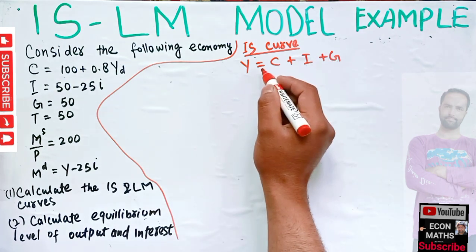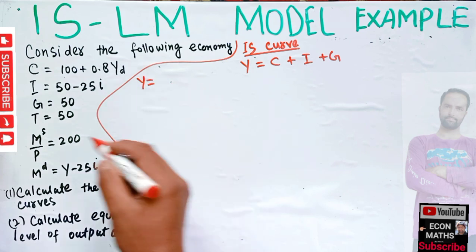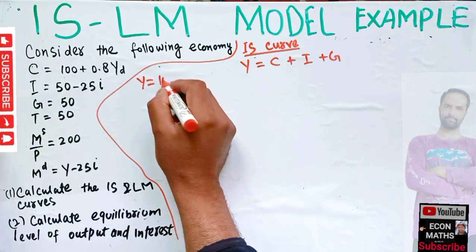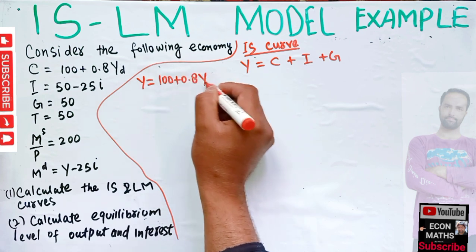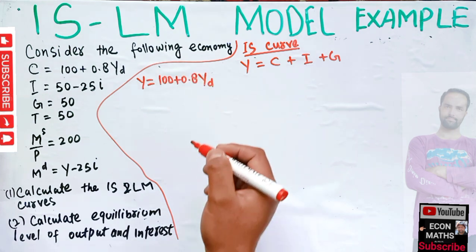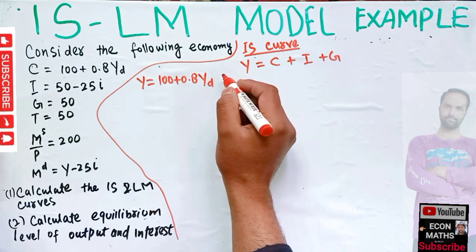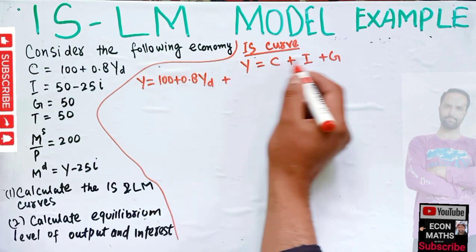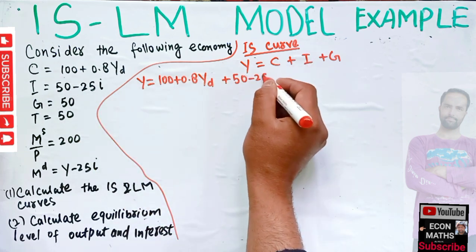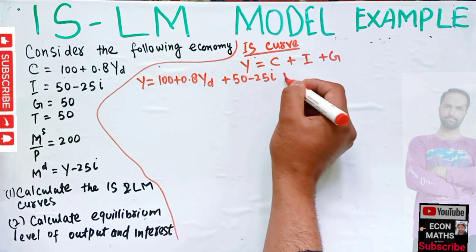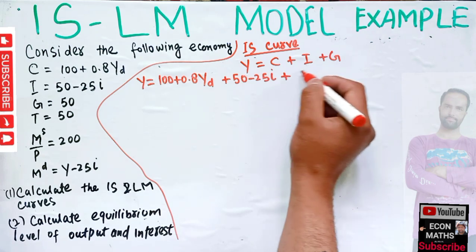So our income is equal to consumption expenditure plus investment expenditure plus government expenditure. Let me write it here now. So our Y will be equal to the consumption function, which is given as 100 plus 0.8 Y subscript D. Also we are given the investment as 50 minus 25 I, plus the government expenditure, which is 50.